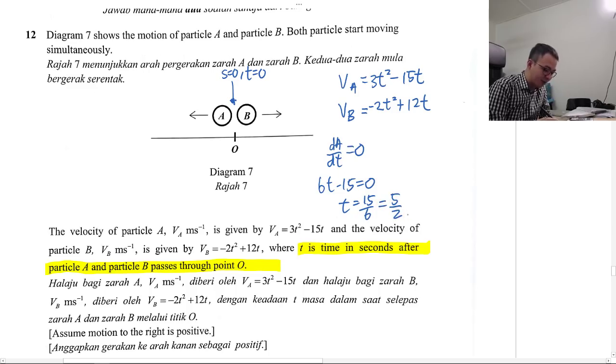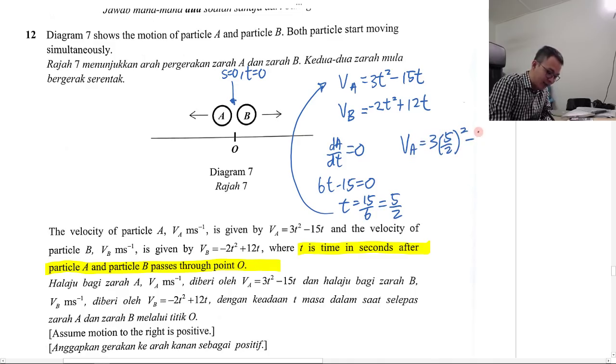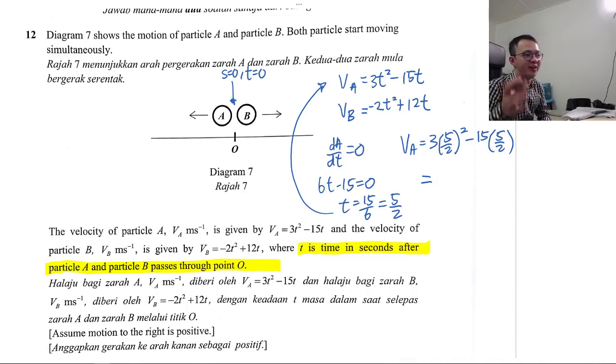Since I know this, but this is not the minimum velocity, I need to plug my value back into the velocity to get the minimum velocity. So it's 3 times (5 over 2) squared minus 15 times (5 over 2). When t equals 5 over 2, it means that at time 5 over 2 the velocity is at its minimum. So 3 multiplied by 25 over 4 minus 15 multiplied by 5 over 2. So my minimum velocity should be negative 75 over 4.